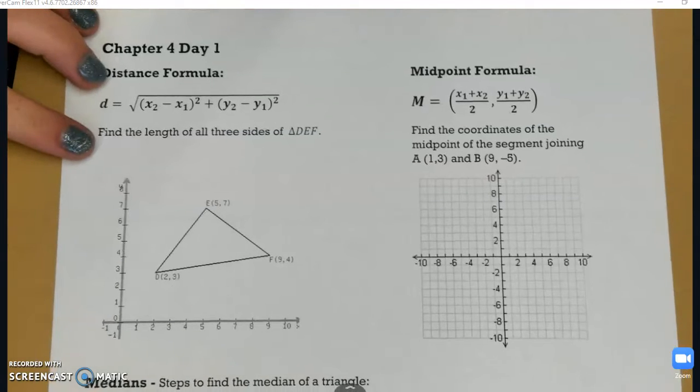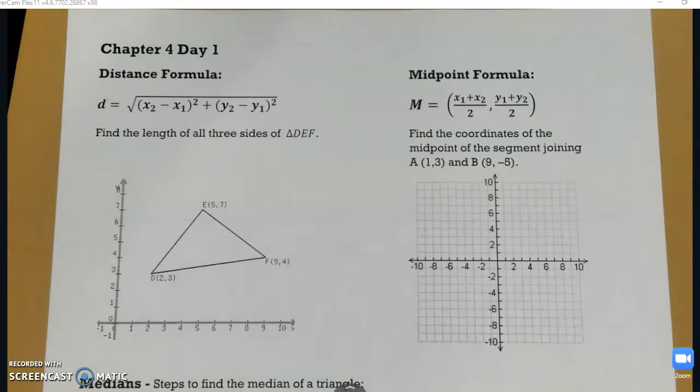Right, it is day 1 of chapter 4. We do not spend a ton of time in this chapter, and the good news is that today there are no proofs. So we are talking today about the midpoint formula and the distance formula.